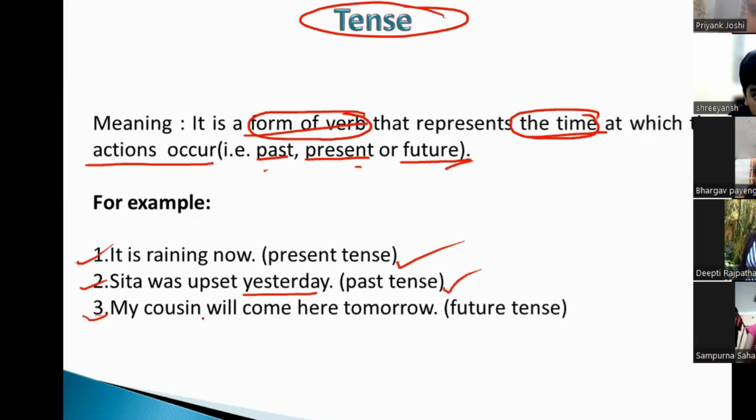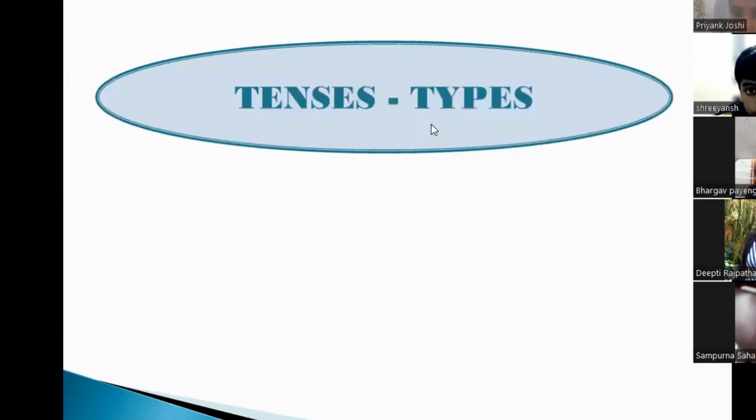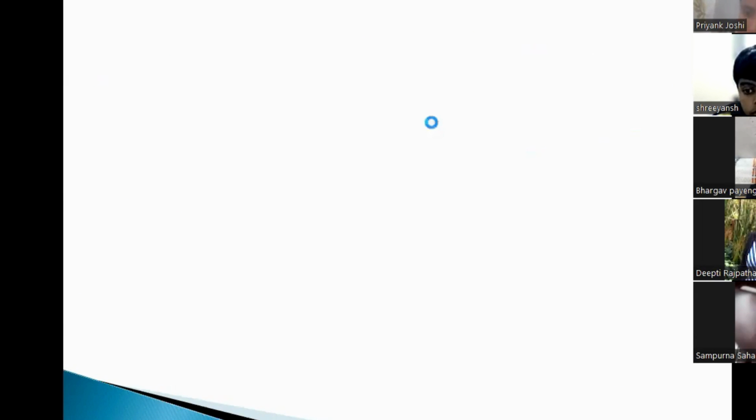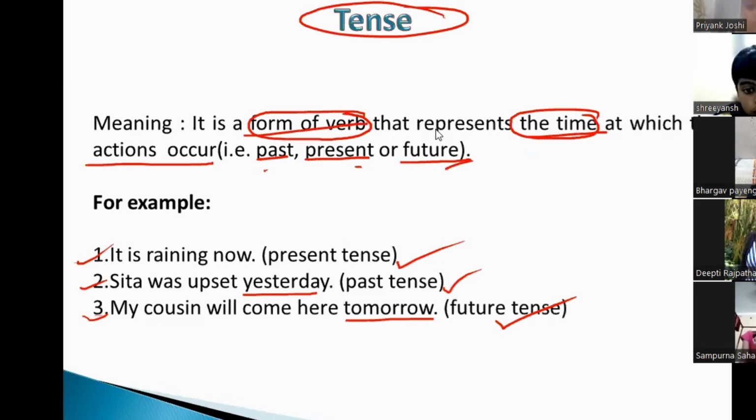Now the third one, my cousin will come here tomorrow. It is telling us something that is going to happen in the future time, tomorrow. Tomorrow means the time that is going to come. So it represents the future tense. So tense is nothing but a form of verb that represents the time at which the actions take place, whether it is taking place in the present time, or it has been completed in the past time, or it is going to take place in the future time.